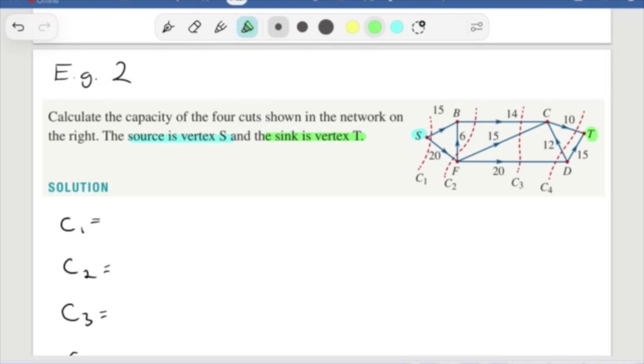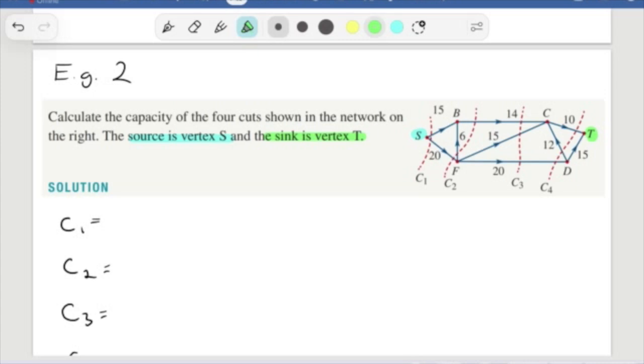Now what we're going to do is check all these cuts to make sure they separate source from sink, so they cut through, leaving no flow from source to sink. And we're basically going to sum the weighted edges that go in that specific direction.